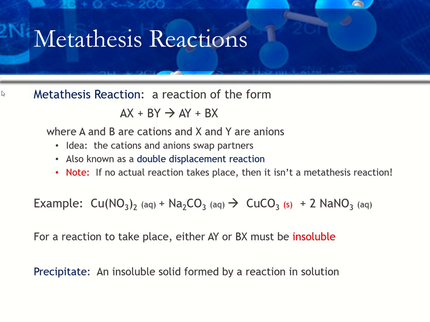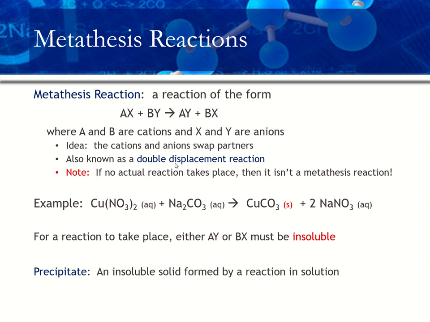So a metathesis reaction, in general, is a reaction of the form AX plus BY going to AY plus BX, whereby A and B, I'm referring to cations, and X and Y refer to generic anions. And of course, this is a generic sort of reaction. There might be subscripts and stoichiometric factors included, but the general idea is that in this sort of reaction, the cations and anions swap partners. The cation that started with X ends up with Y. The cation that started with Y ends up with X.